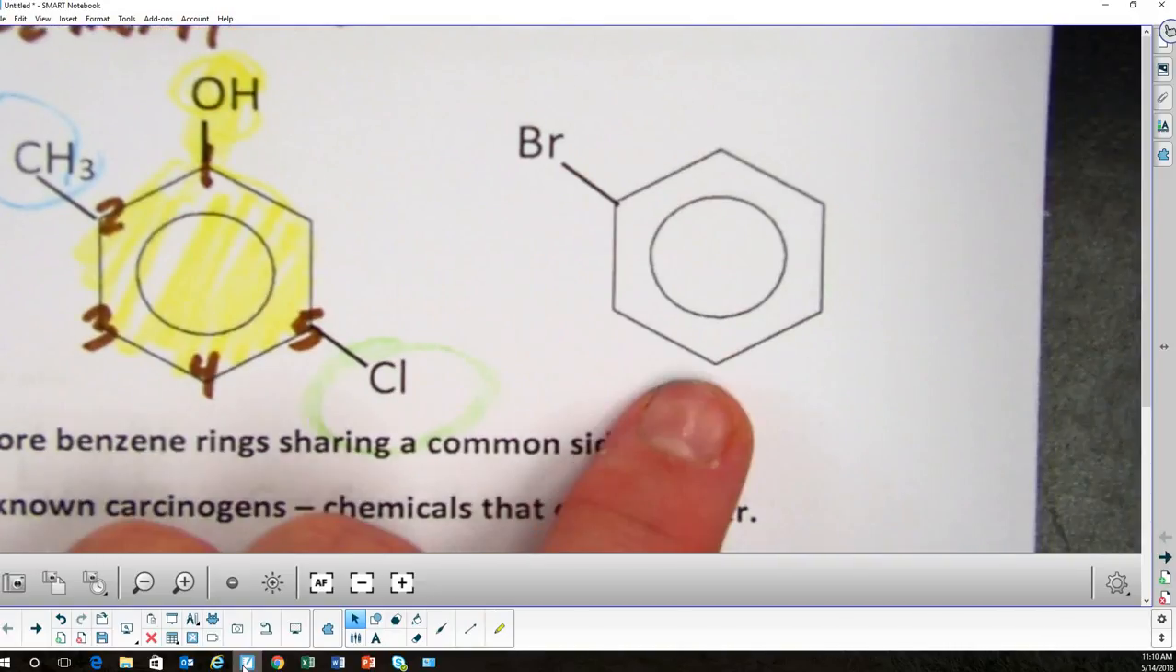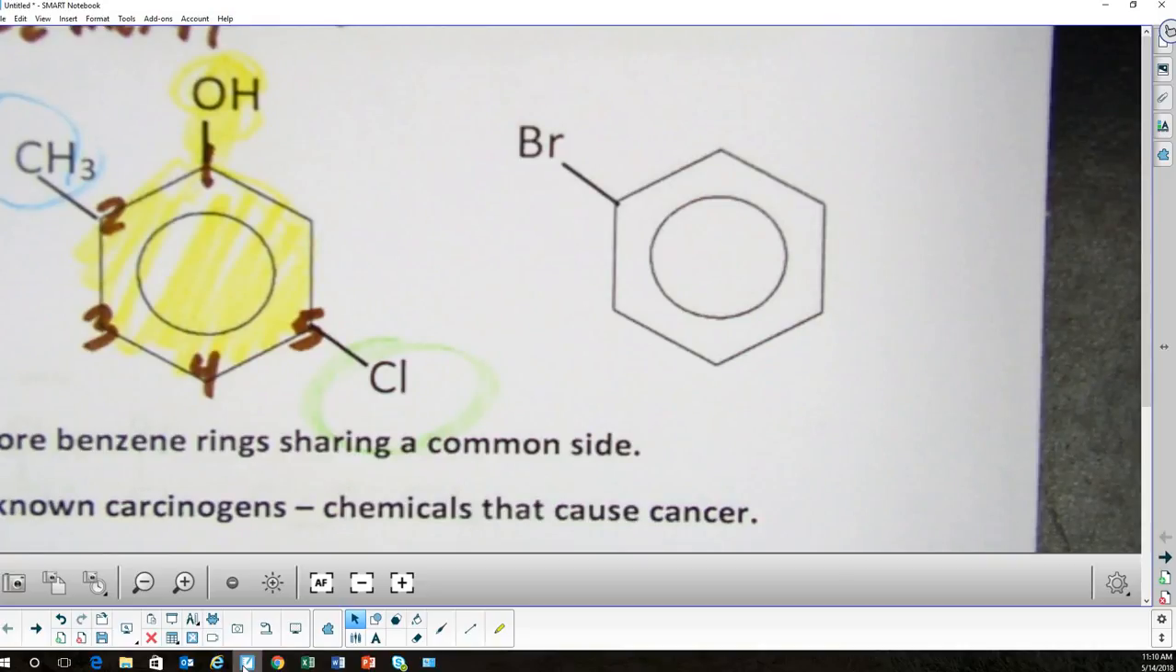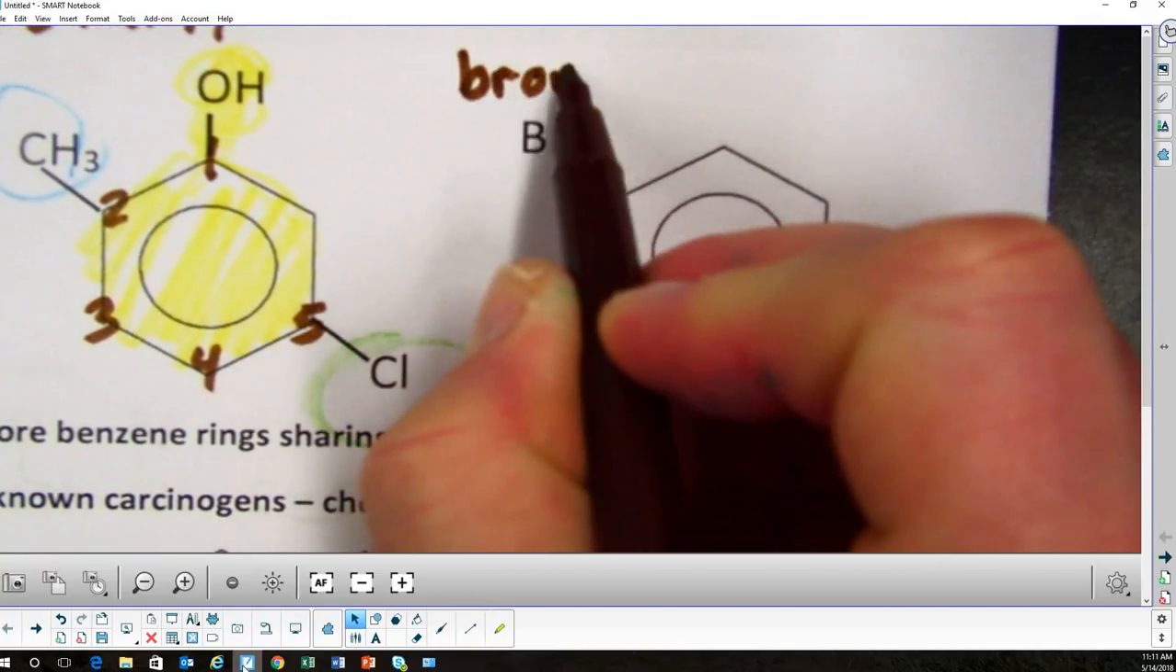I want you to quickly draw it and name it. Should be a very quick and easy name. Okay, who thinks I got it? Other than Jonathan up here. I don't know if I even have it. What is it? It is bromobenzene.